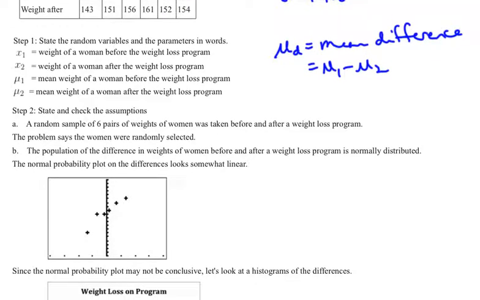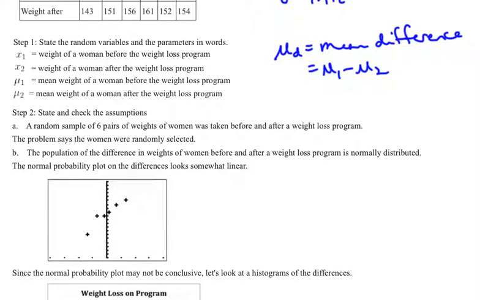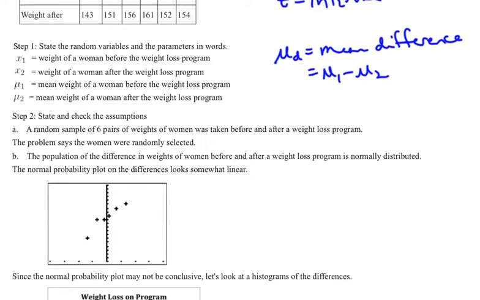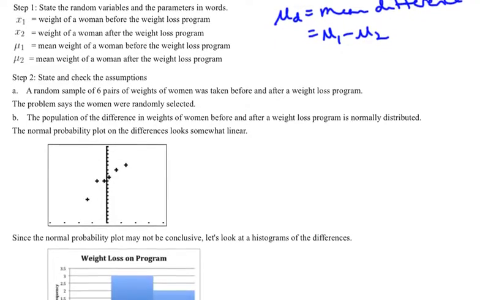The second assumption is that we're actually dealing with these differences. We don't really care what the weight was before and after, we care about what the difference was. And when we talk about a paired test or paired interval, the population of those differences in the weights before and after need to be normally distributed. You don't care about each individual population of the weights before and weights after separately, you just care about those differences. So you'll find those differences first and then figure out whether or not that population is normally distributed.